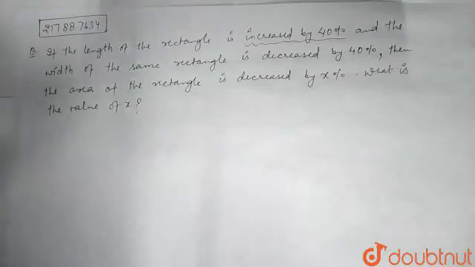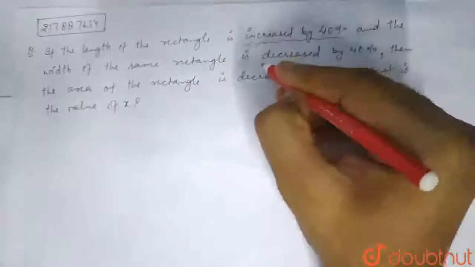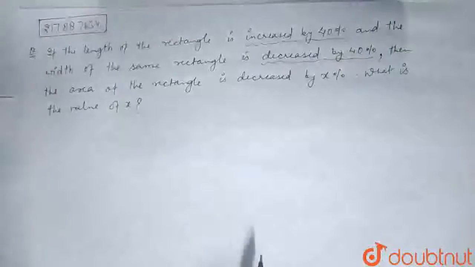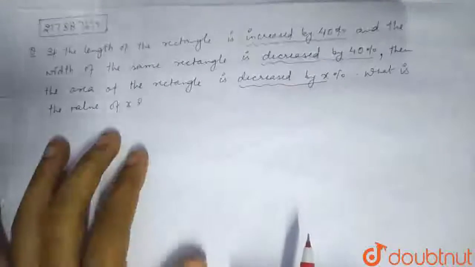Okay, so the question asks, if the length of the rectangle is increased by 40% and the width of the same rectangle is decreased by 40%, then the area of the rectangle is decreased by x%. What is the value of x?